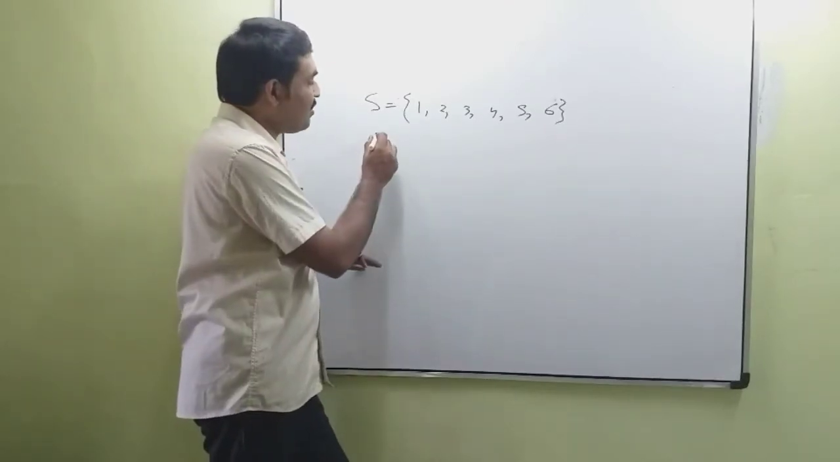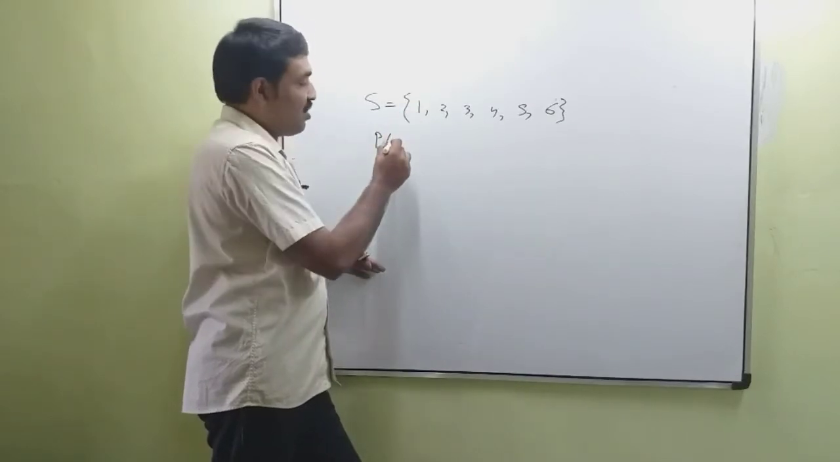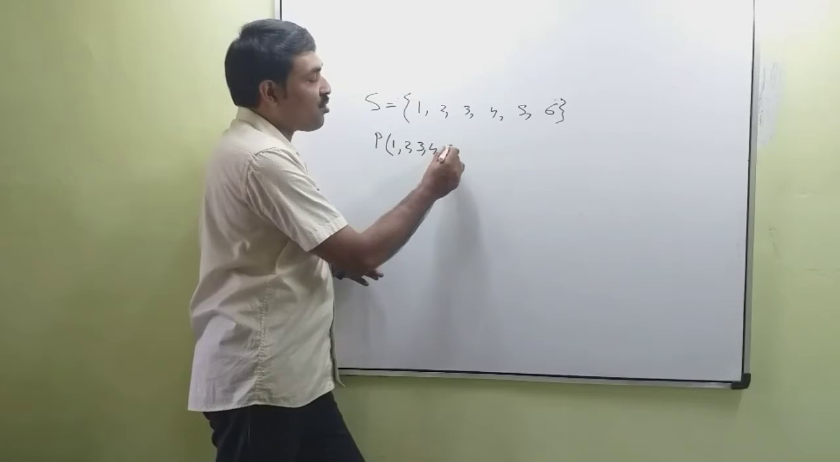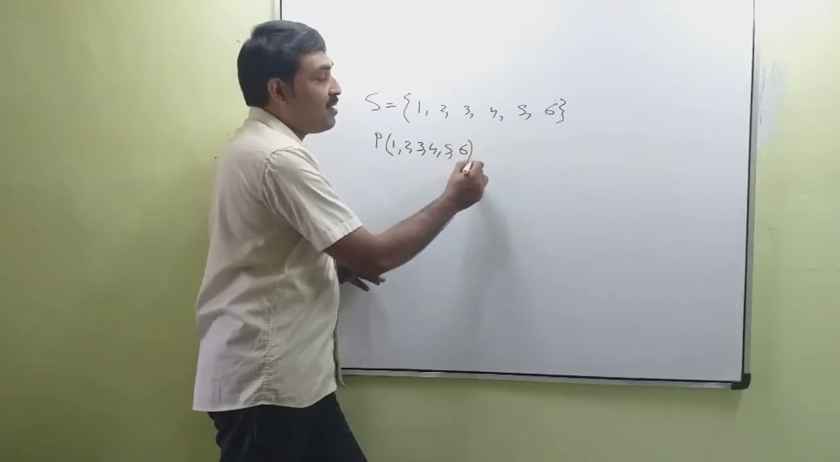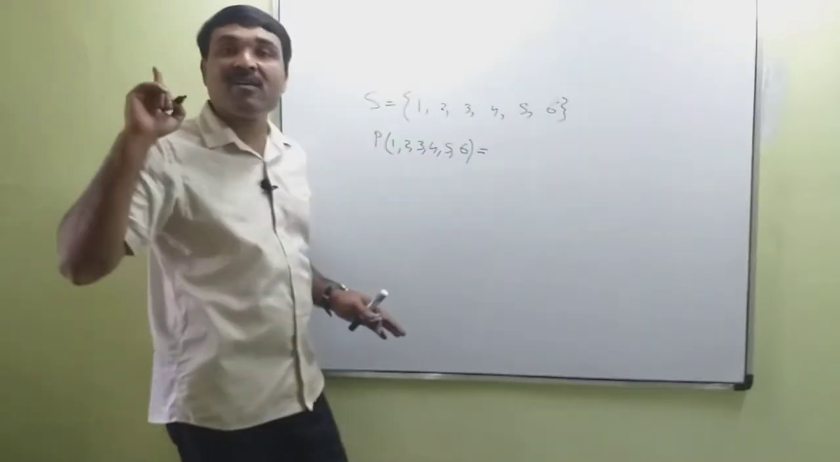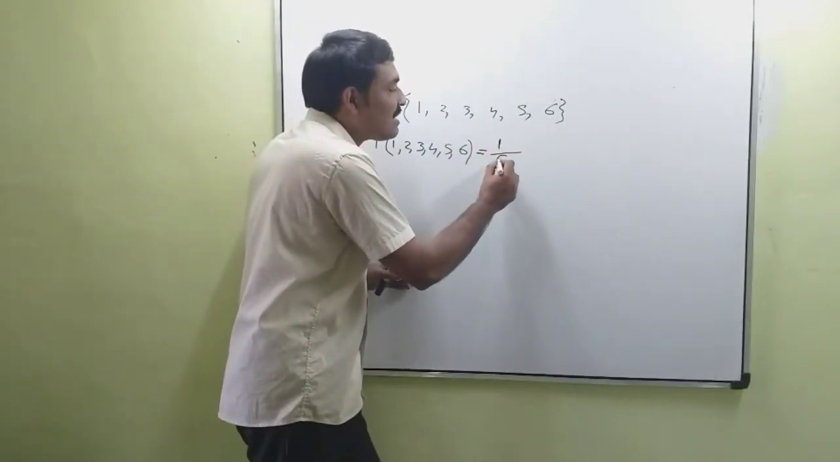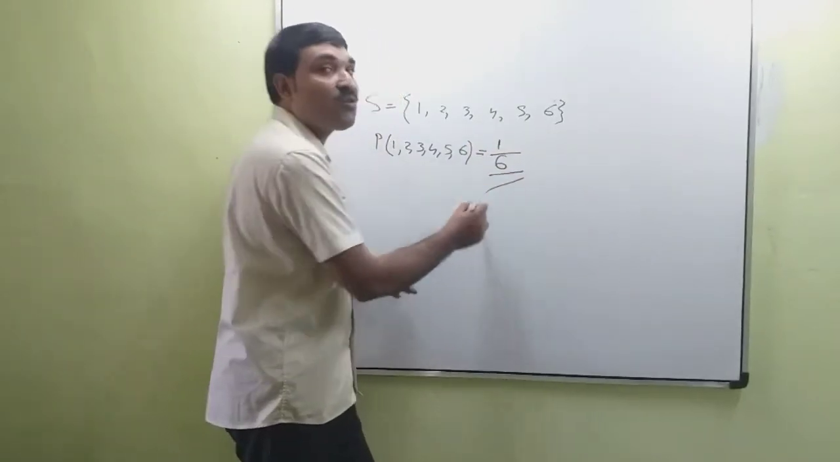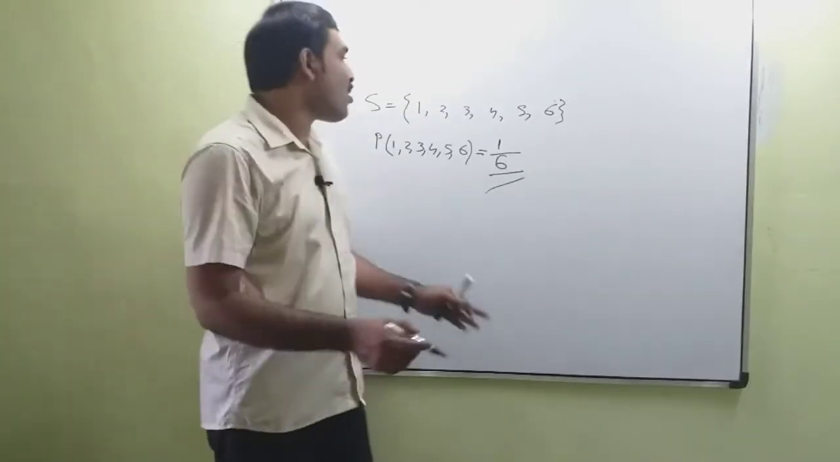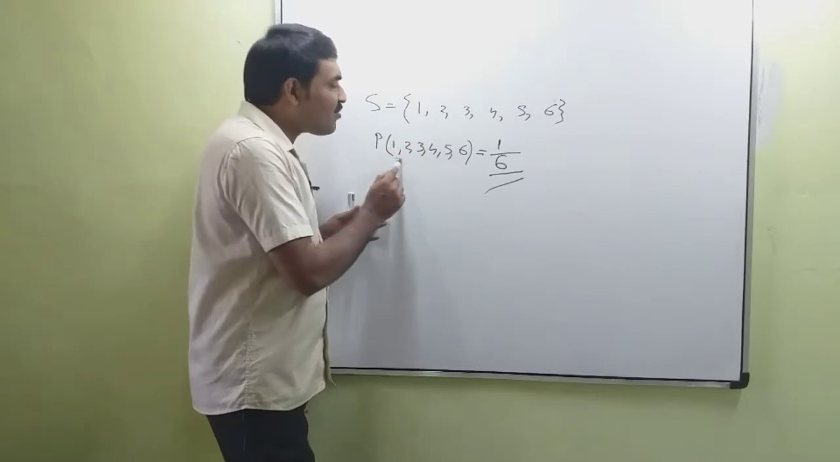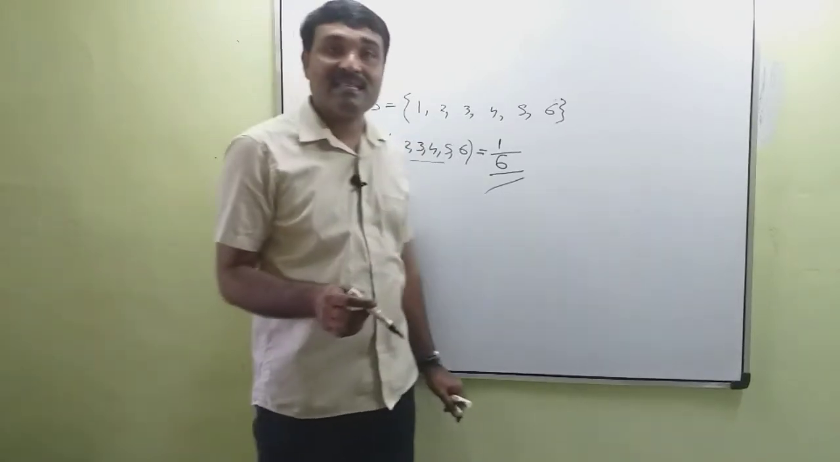That is, the probability of getting either 1 or 2 or 3 or 4 or 5 or 6 is equal to the number of favorable outcomes, that is only 1, divided by the total number of possible outcomes, that is 6. So the probability of getting a 1, or any of these numbers, is 1 by 6.